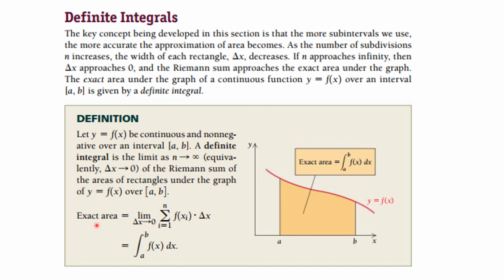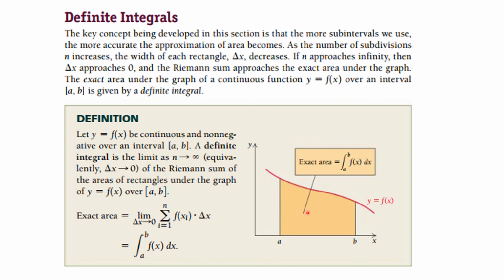So the exact area is the limit as delta x goes to 0 of the summation i equals 1 to n of f of x_i times delta x. And this x_i can be any number within that tiny subinterval. And the way we read this is the integral from a to b. In fact, this is the definite integral from a to b of f of x dx.